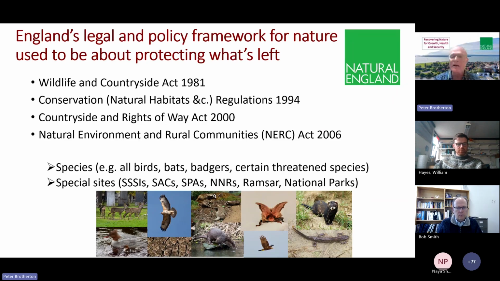So up until even as far as 2006, much of our policy framework was about protecting what's left and doing that a bit better. And that's given us a raft of protections that support species and their habitats, and a plethora of acronyms of special sites, often overlapping, that can help us at least stem the tide of loss. But we need to go better than that.